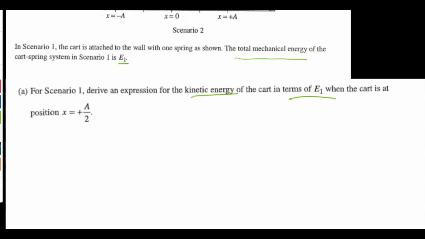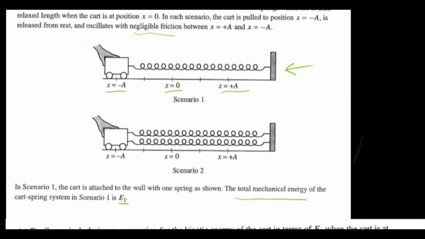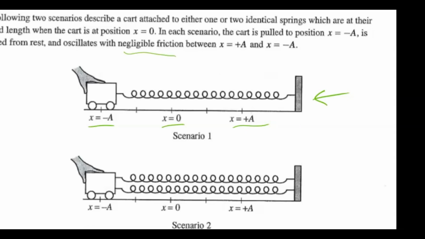I want to switch colors here. Let's use this pink color. When the cart is at this non-equilibrium position, this position of x equals positive A over 2. That position I want to define here real quickly is going to be in between that equilibrium position and A, right? Because A over 2 is right here.